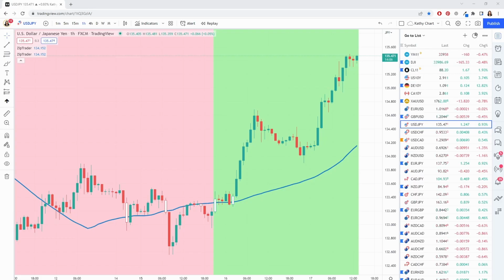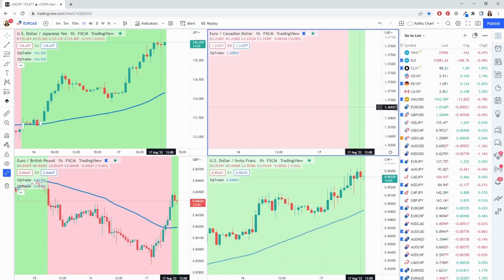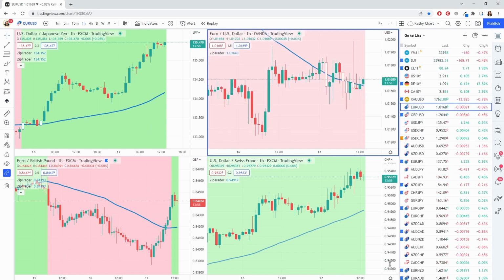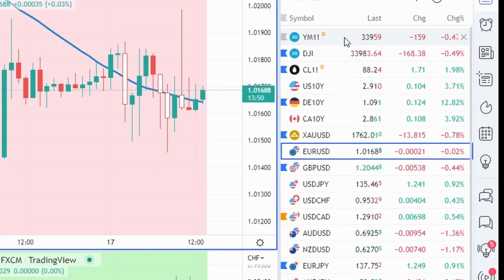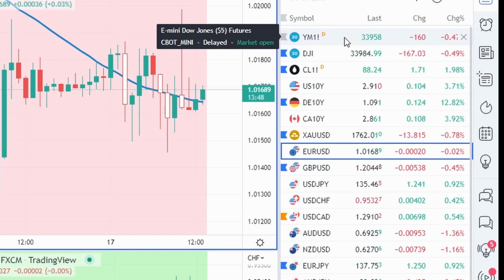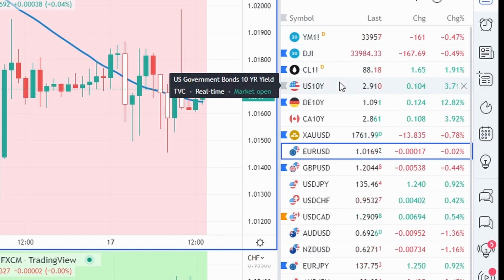So now let's talk about what should be on the watch list. So this is my TradingView chart with my zip indicator on the left. I usually like a 4-panel view where I can see a couple of different instruments at the same time. And at the very top of my watch list, you will see that there are a few things here. YM1 exclamation mark, which are the Dow futures, oil futures, and 10-year treasury yields.